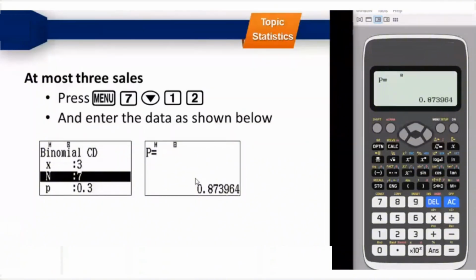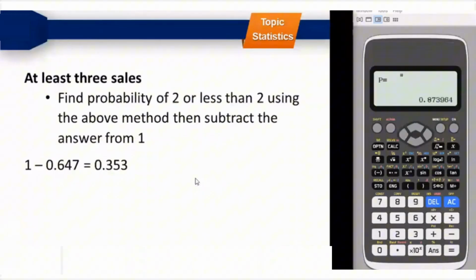So in order to make sure your concept is crystal clear, the next example is at least 3 sales. So what I have done is I took exactly 3 sales, then I took at most 3 sales, and now I'm taking at least 3 sales. At least 3 sales means 3 or above. But when we press cumulative distribution and we write 3, we get 3 and below. But I need 3 and above.